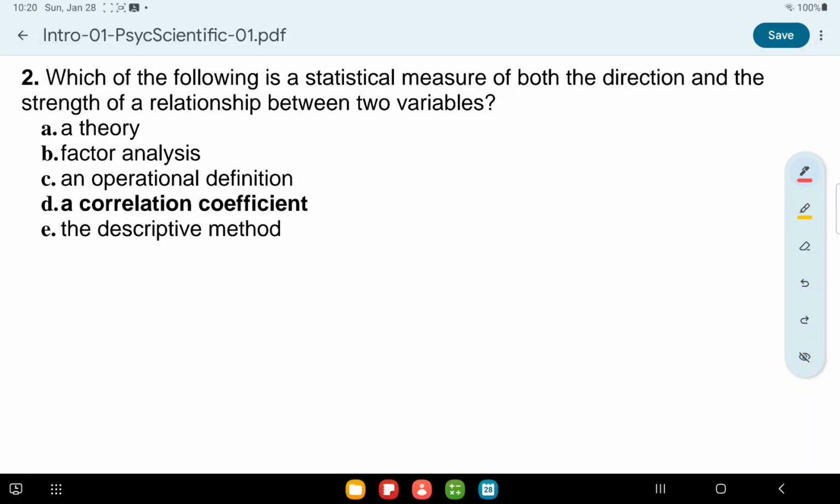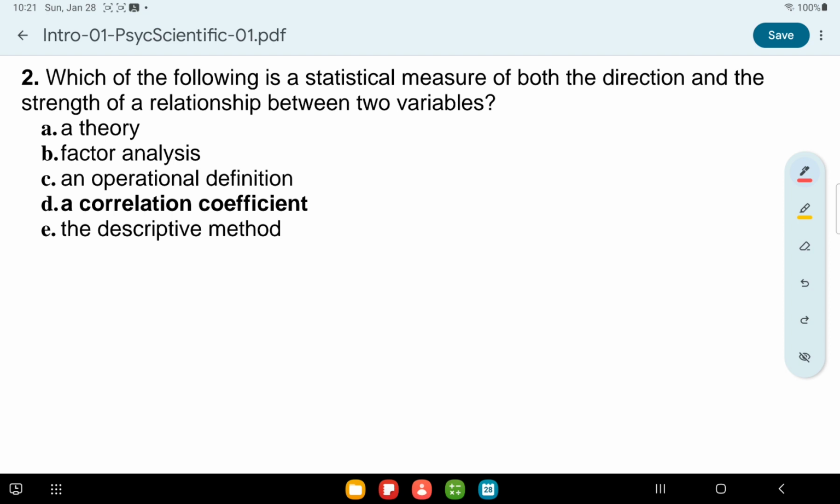In this tutorial, we continue to go through problems on the topic of thinking scientifically about psychology, thinking scientifically about the study of behavior. Question: which of the following is a statistical measure of both the direction and the strength of a relationship between two variables? Now, I'm just going to quickly go through the inferior answers very quickly.